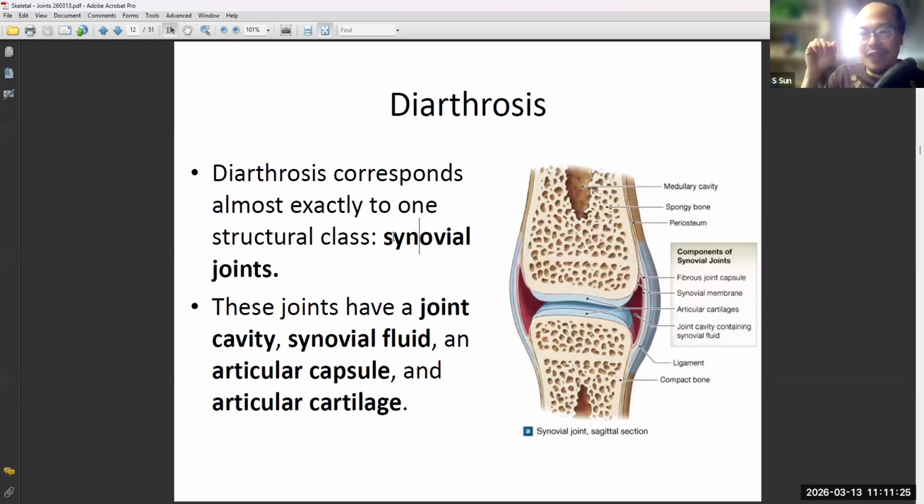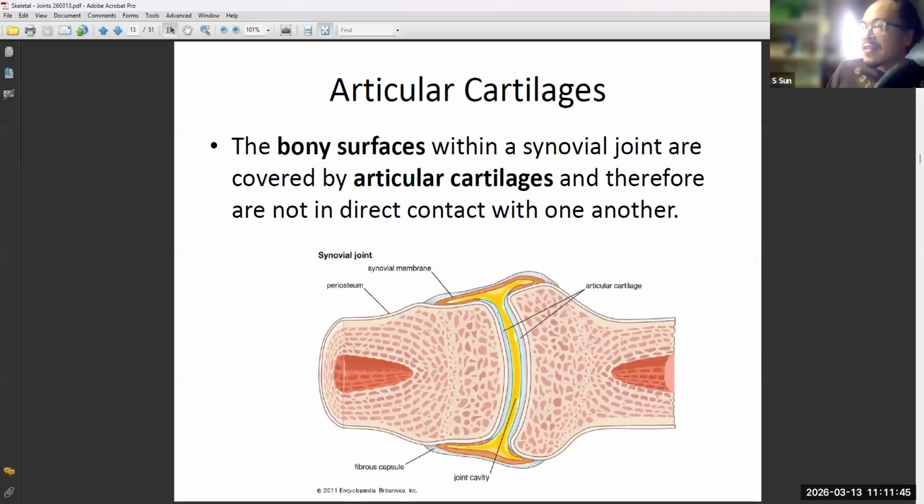So if you have any twist or injury, it takes time to heal because our body will have to fix it. Synovial joints have several components. The first one is the cartilage right here. Cartilage is on the surface of the bone, articular cartilage right here.